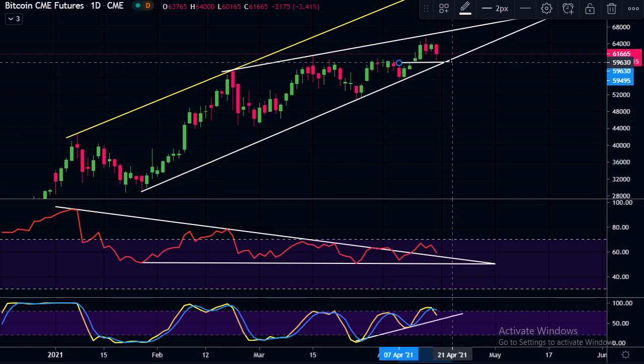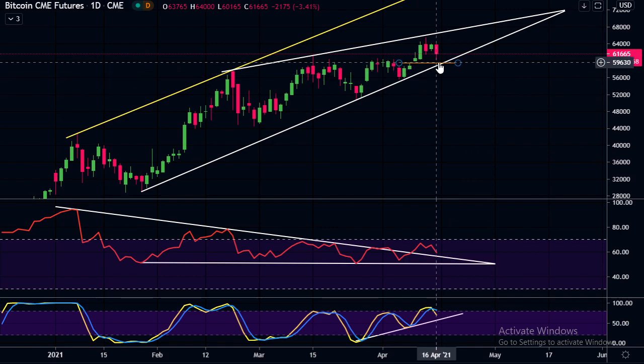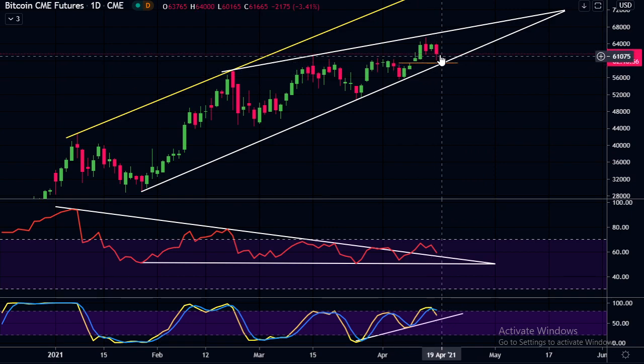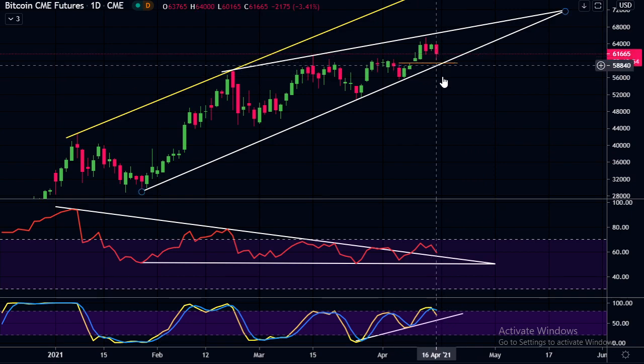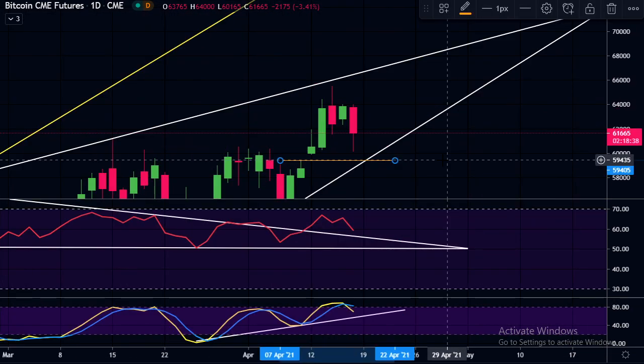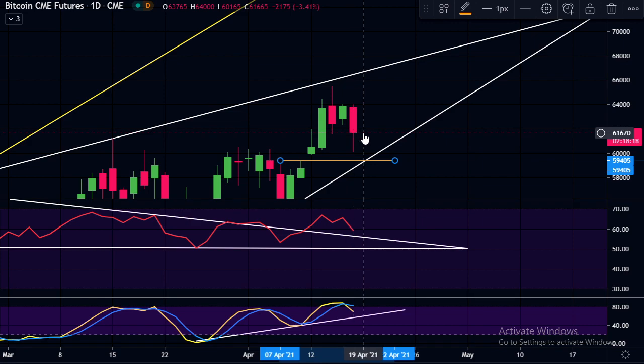And we do also have this gap here on the CME futures chart. These don't have to get filled, of course, and we do have some that haven't been filled, but we should still be aware of them. And we did come quite close to this gap here. So this gap is around 59,435. So perhaps when we open tomorrow's daily candle, we might drop down here and fill this gap and also bounce off this white trend line.